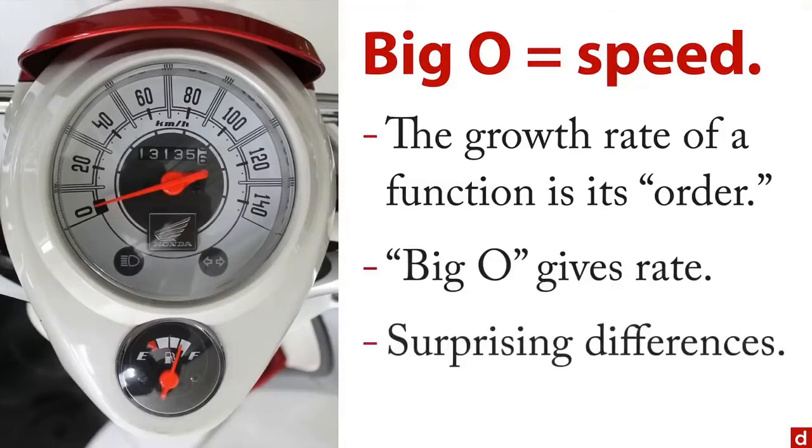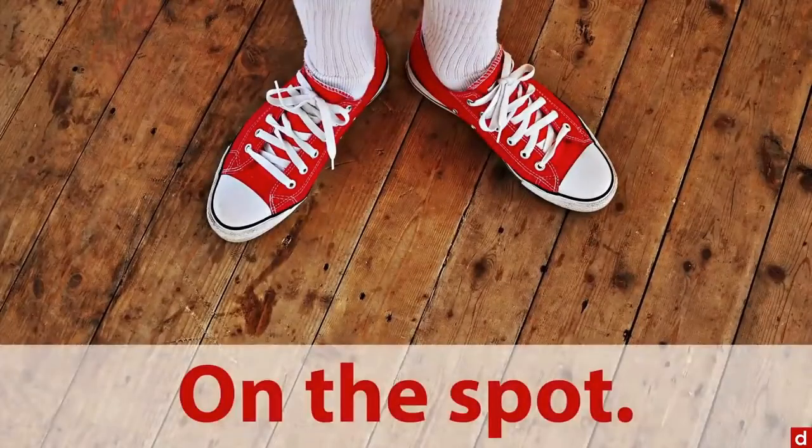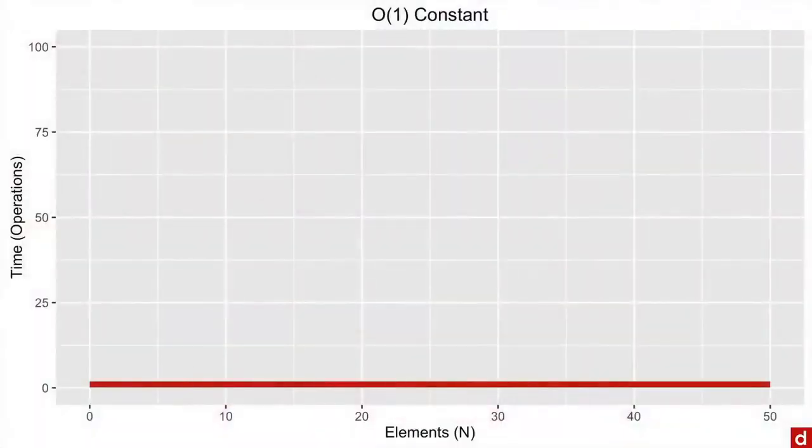And what's funny is there can be really surprising differences. Let me show you how it works with a few different kinds of growth rates, or Big O. First off, there's the ones that I say are sort of just on the spot. You can get stuff done right away. The simplest one is O1, and that is a constant order, and that's something that takes the same amount of time no matter what. You can send out an email to 10,000 people, just hit one button. It's done. The number of elements, the number of people, the number of operations, it just takes the same amount of time.